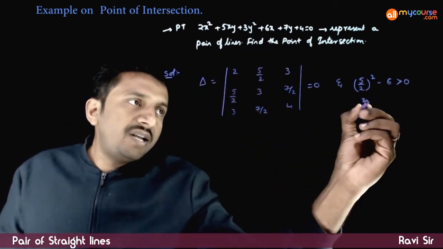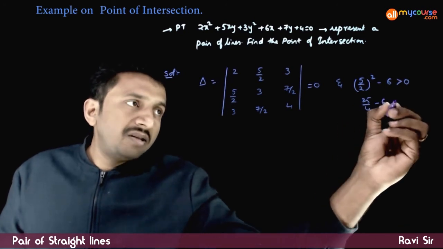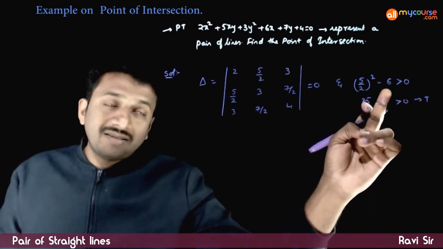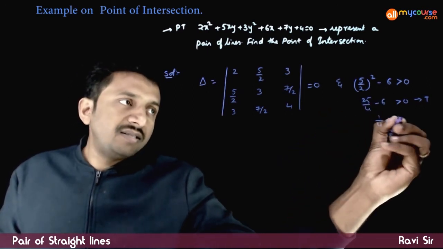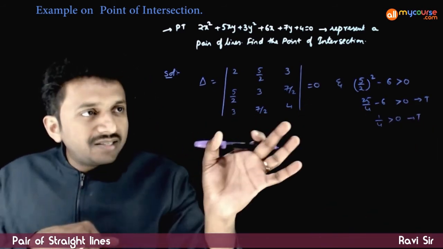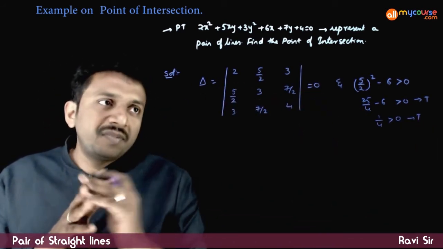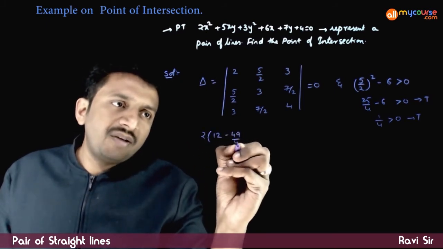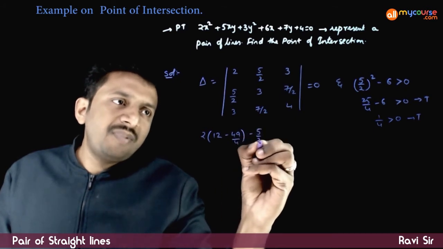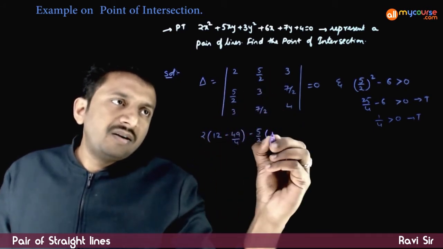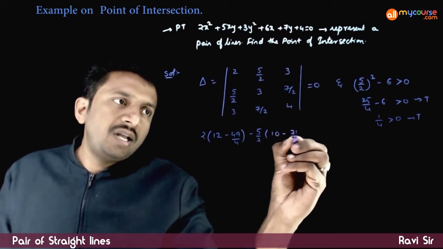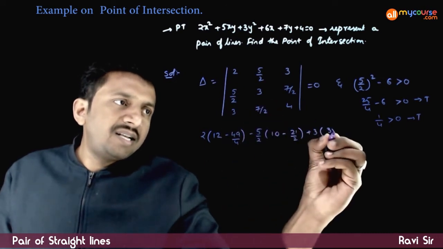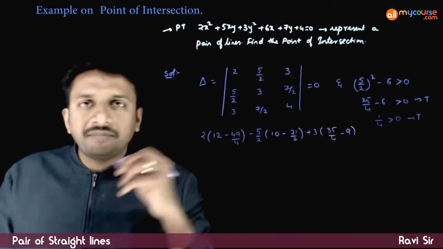So here you have 25 by 4 minus 6. So greater than 0 is true, because 25 by 4 minus 6 is 1 by 4. Now let us check whether delta is equal to 0 is true or not. So 2 times 12 minus 49 by 4, minus 5 by 2 times 10 minus 21 by 2, plus 3 times 35 by 4 minus 9.